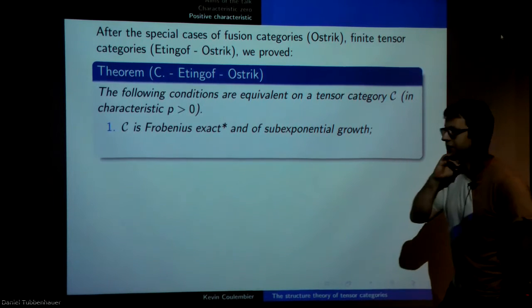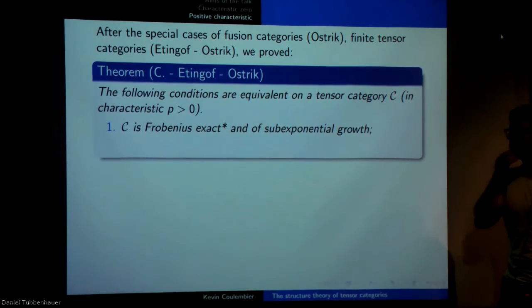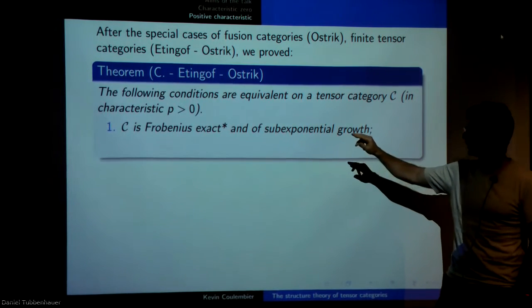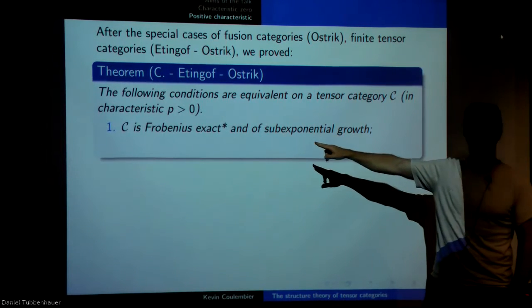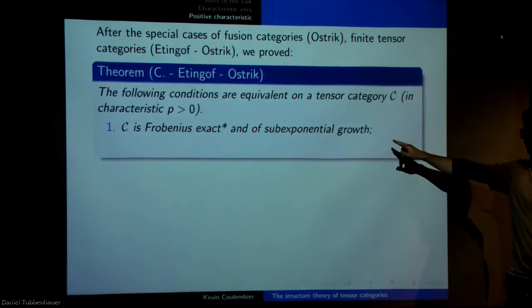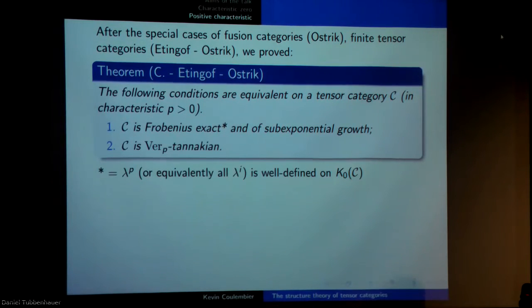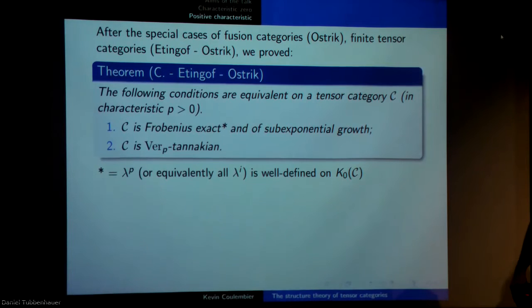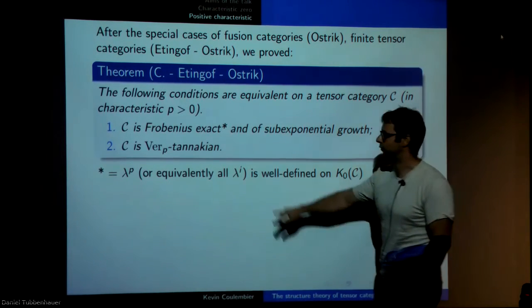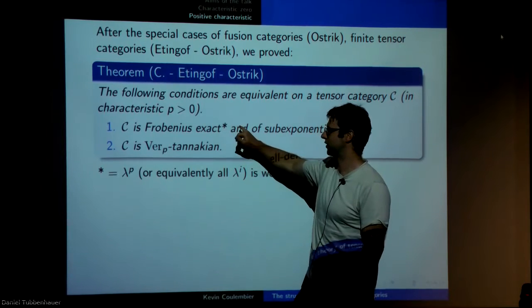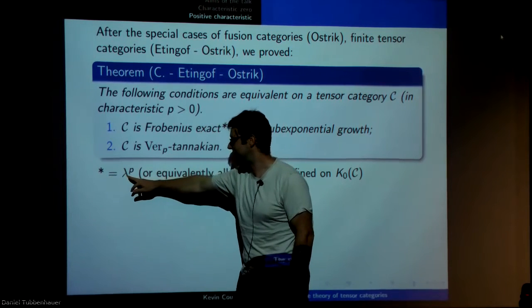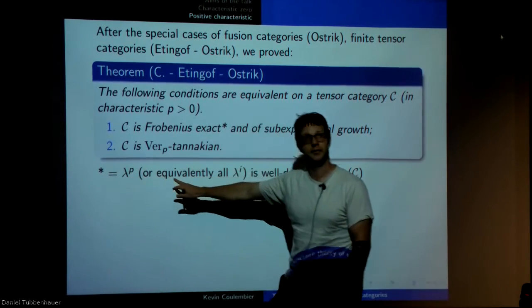So in some sense, the analog of linear theorems is the following. In positive characteristic, the following are equivalent. Your tensor category is Frobenius exact, which I haven't defined yet, and of sub-exponential growth, if and only if it admits a tensor functor to the Verlinde category, or equivalently is representations of some affine group scheme in the Verlinde category, etc. So Frobenius exact, I mean, that's not the usual definition, but the way I build it up, it's more logical to define it like that. It's precisely when lambda p is defined. So that's kind of neat.